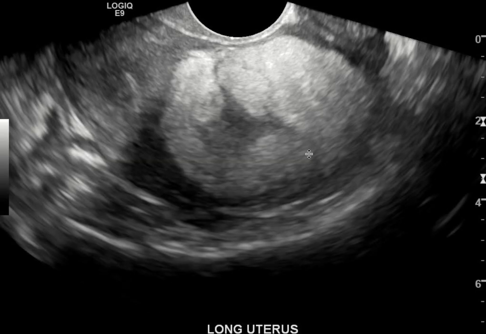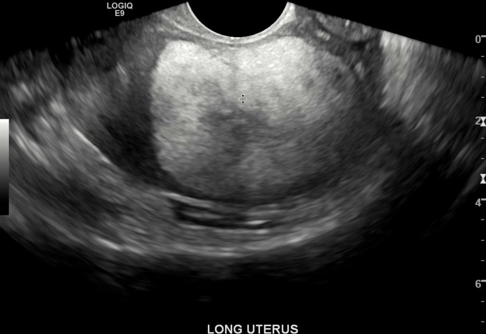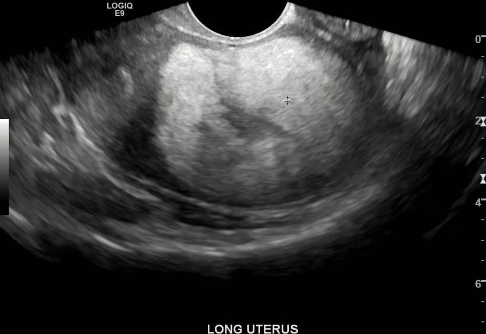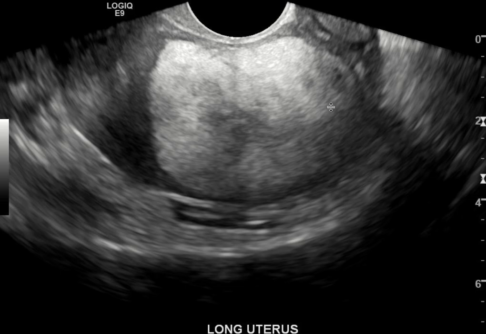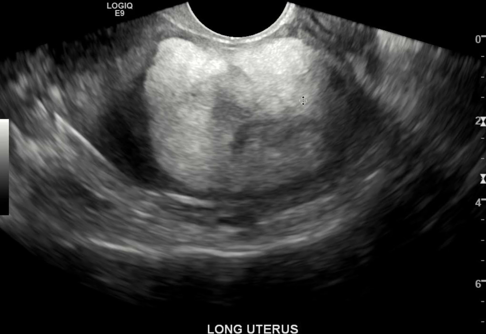And if we follow it in here, we see this large mass within the posterior aspect of the uterus. And the interesting thing about it is that it's quite echogenic. Most of the masses within the uterus end up being leiomyomas, and those tend to be more hypoechoic, but this one is hyperechoic. And in a patient who's postmenopausal, one of the things that we think about when we see a hyperechoic mass within the uterus is, well, maybe two things.